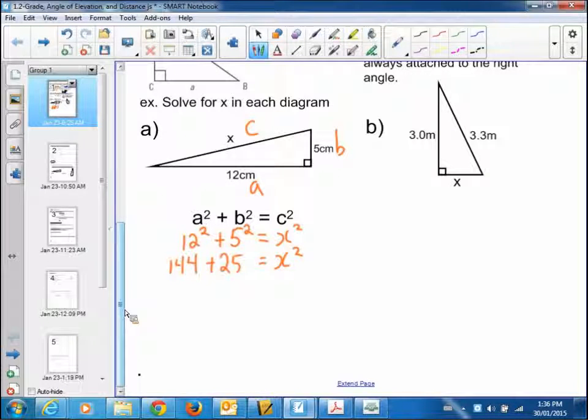Okay. 144 plus 25. That's what your button should tell you. Write the steps down. Too many shortcuts, you end up getting stuff wrong, and I know it happens. 144 plus 25, and it's 169.